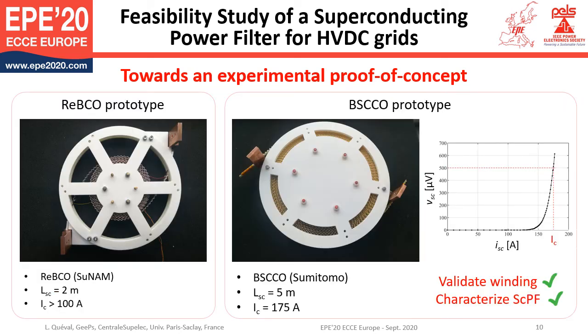We built several superconducting power filter prototypes. On the left, this is a photo of a device made of 2 meters of REBCO. On the right, this is a device made of 5 meters of BSCCO. The measurement of the I-V curve shows that the superconductor was not damaged during winding. The next step is to insert the superconducting power filter in the DC test bench and to see if the device improves the stability.